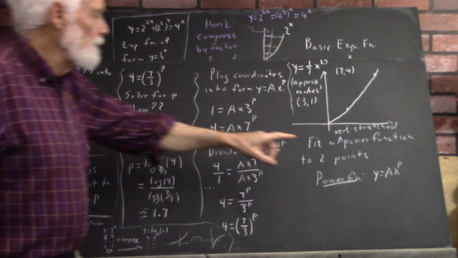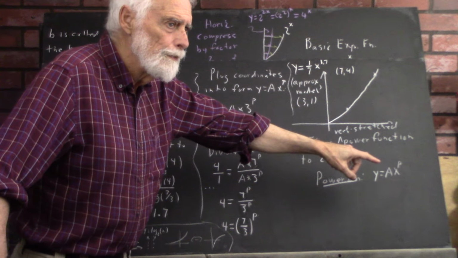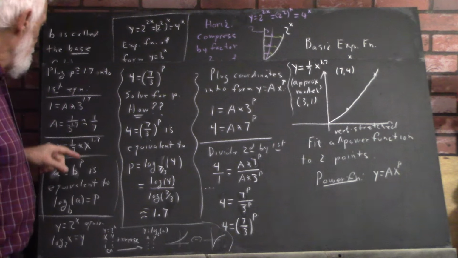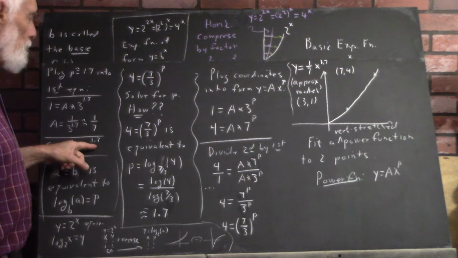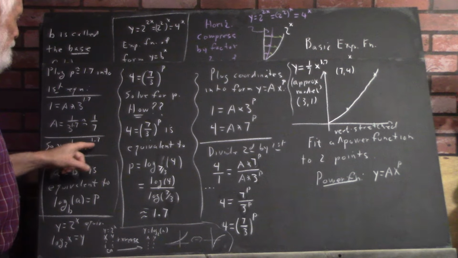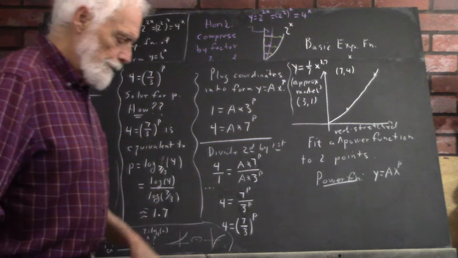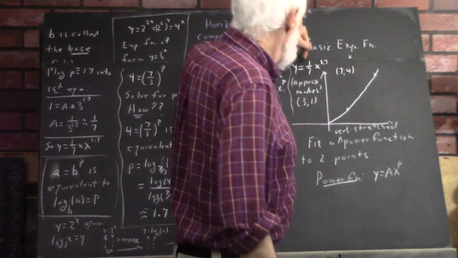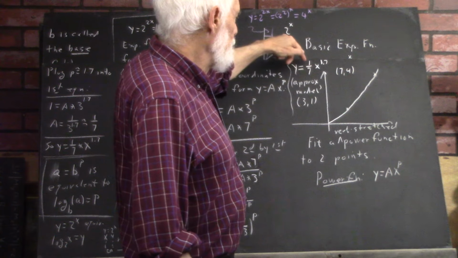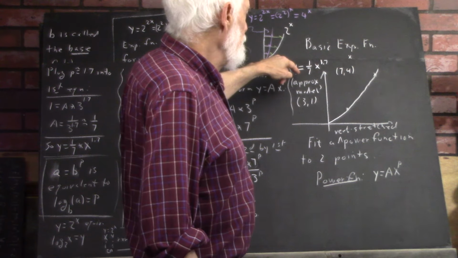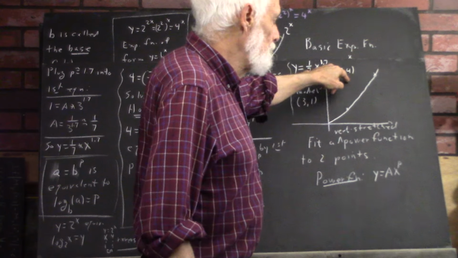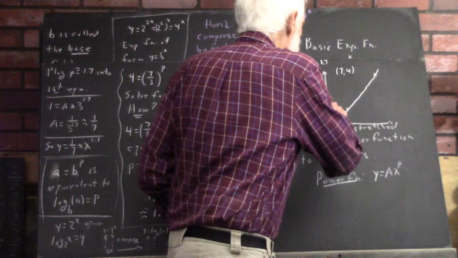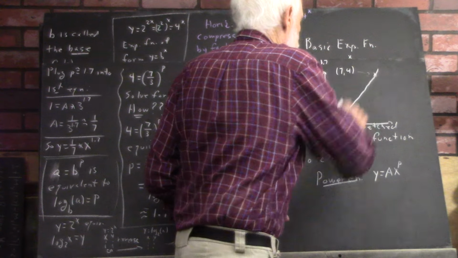So a is then approximately 1/7. Our function is y equals ax to the p. A is about 1/7. P is about 1.7. So here's my a, here's my p. Now, over here I say that y equals 1/7 x to the 1.7 is our approximate model for these 2 points. This point and this point.